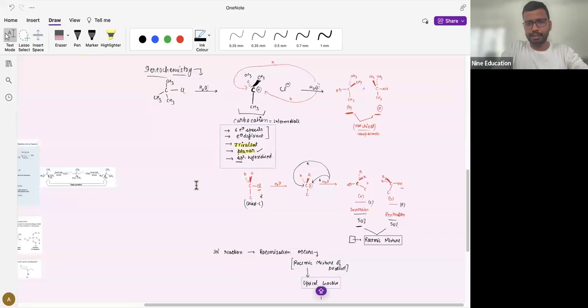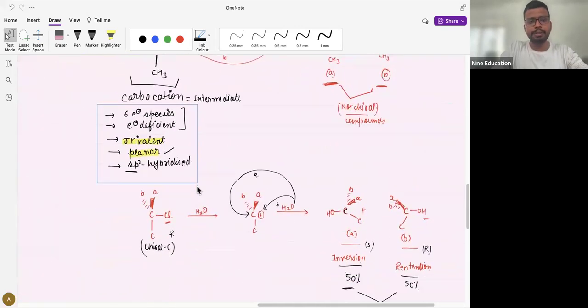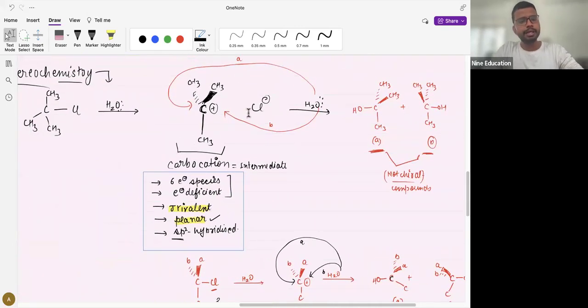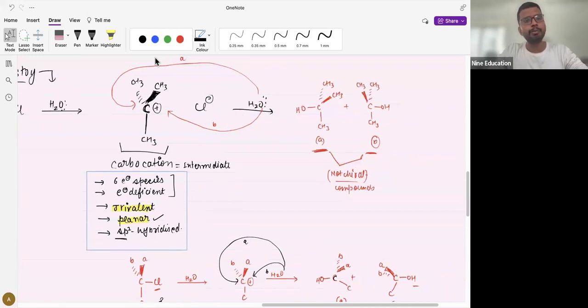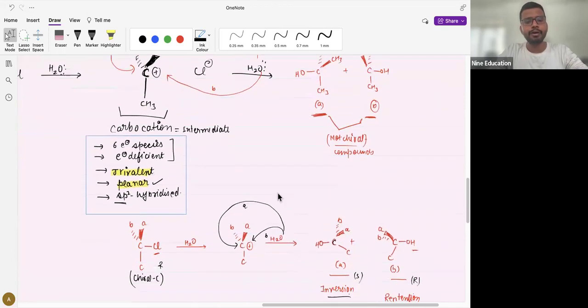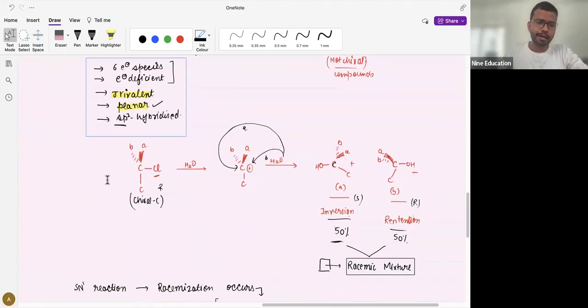Stereochemistry of SN1 reaction. याद रखें, स्टीरियोकेमिस्ट्री ऑफ SN1 रिएक्शन क्या होती है कि यहाँ पर if carbocation is made, H2O has the equal possibility to attack from both sides. Therefore, whenever we have a chiral carbon, H2O will have an equal possibility to attack from front side or back side.